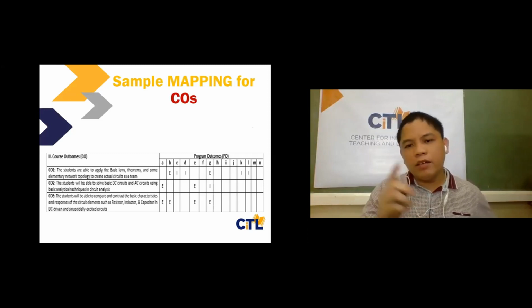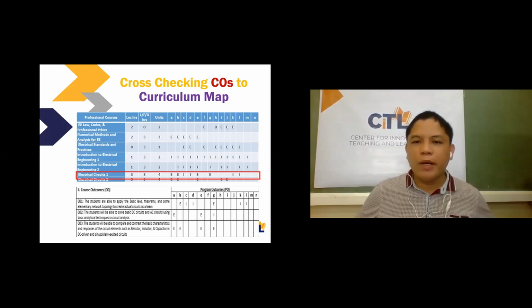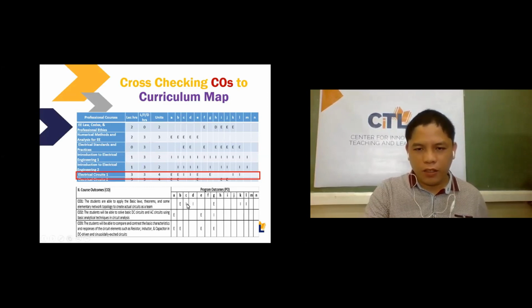Now, when we write our IED in our syllabus, what is our basis? Since your course or subject is supporting your program outcome, the basis is the mapping in the curriculum. So meaning, we should cross-check the course outcomes to your curriculum map. So for example, this subject is Electrical Circuits 1. So this is the course outcome. As you can see here, Electrical Circuits 1 is E in a particular outcome. So I can see that in my mapping in the syllabus there should be at least one E. And if it is an I, it should be an I also.